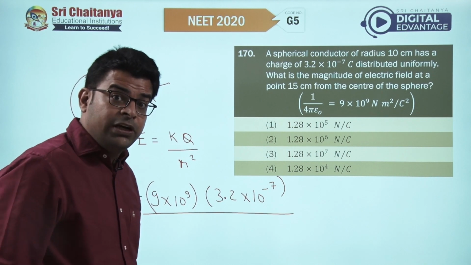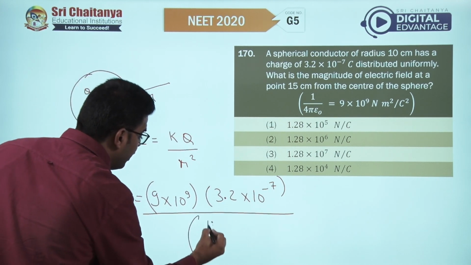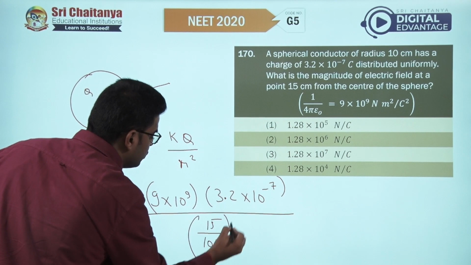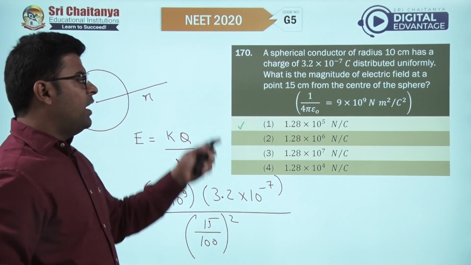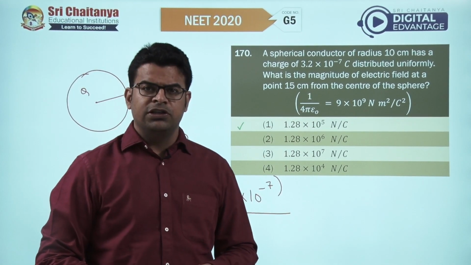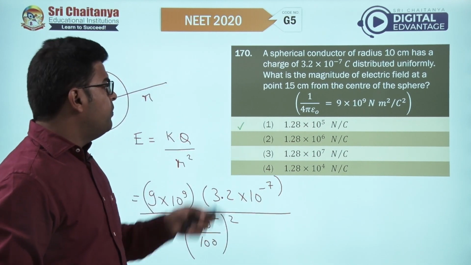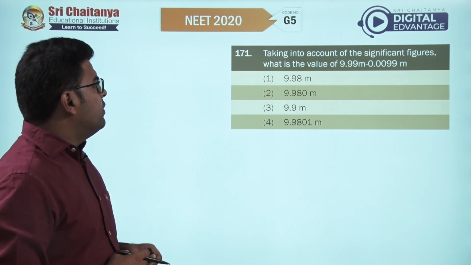Please convert it into meter before substituting. So write here 15 by 100 meter whole square. On solving this, you will get the answer to be option 1, 1.28 into 10 to the power of 5 Newton per coulomb.